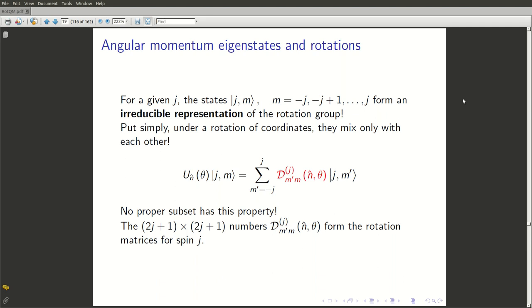So, of course, how many such coefficients do you get? You have 2j+1 possible m values from minus j to plus j, and for each one of them you have 2j+1 corresponding m' values. So this D^j_{m'm} actually forms a (2j+1) by (2j+1) matrix. So these matrices, one actually for each n hat and theta, so infinitely many such matrices, they form the rotation matrices for spin j.